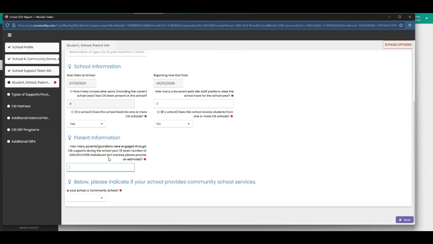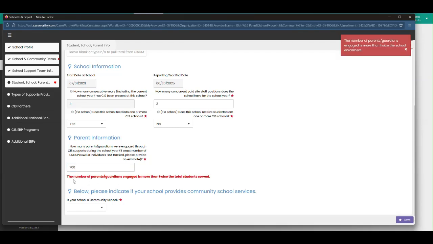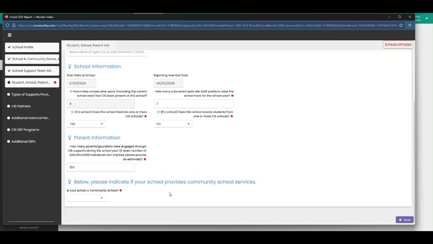Once again, if I put 600 parents in here, I guess 700 parents, it will tell you if the number of parents that you've entered is more than twice the number of students, assuming that students would have a maximum of 2 parents apiece. That's the only threshold here. So let's say like 150 parents served.